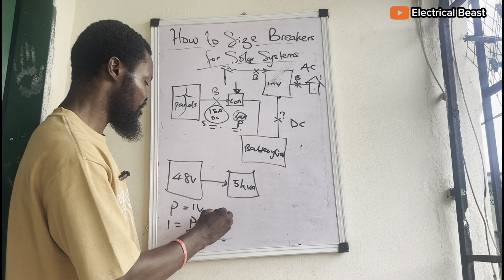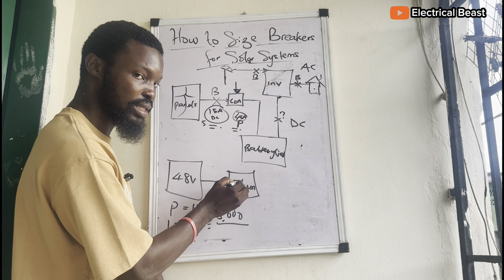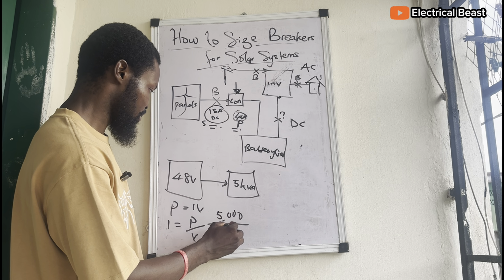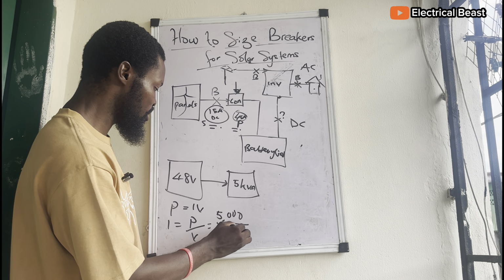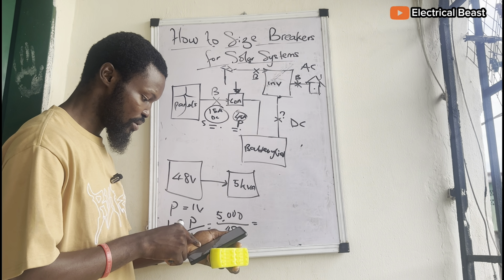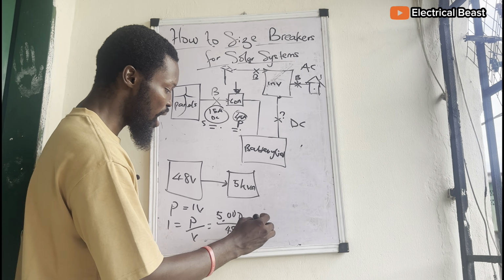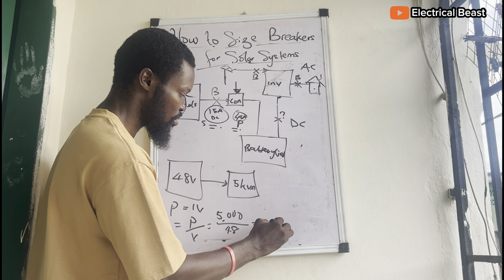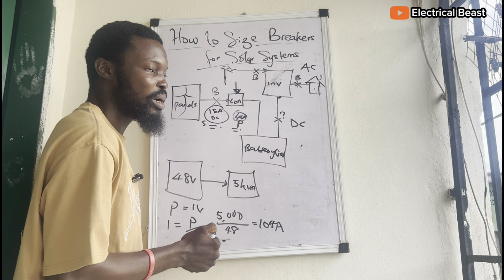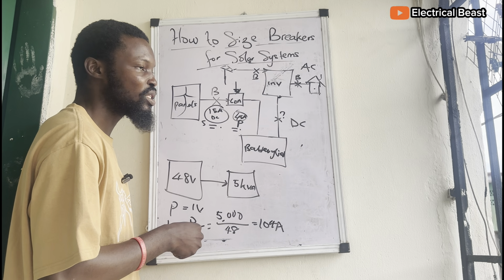So we are having 5,000. This K is 1,000, so 5,000 volt amps divided by 48 volts. So we are having what? 5,000 over 48, which is 104 amps. So you can consider this the largest amount of current that this battery can supply to the inverter, depending on the load applied to it.